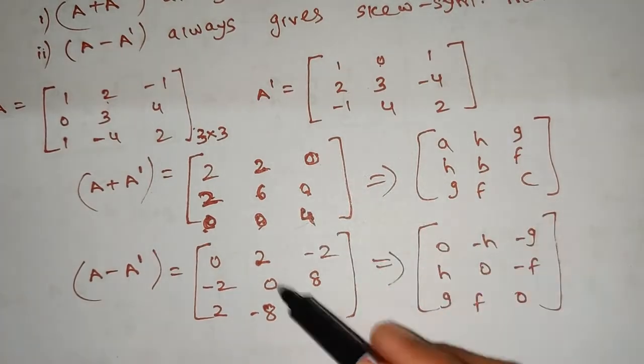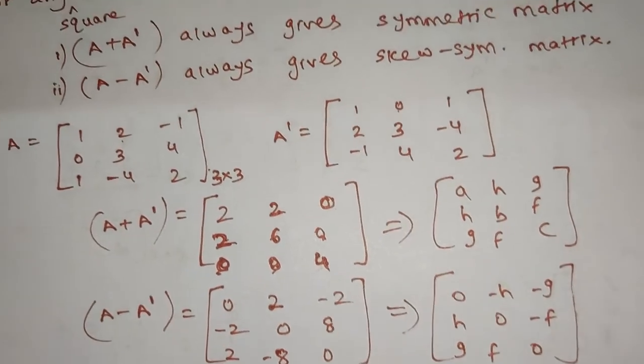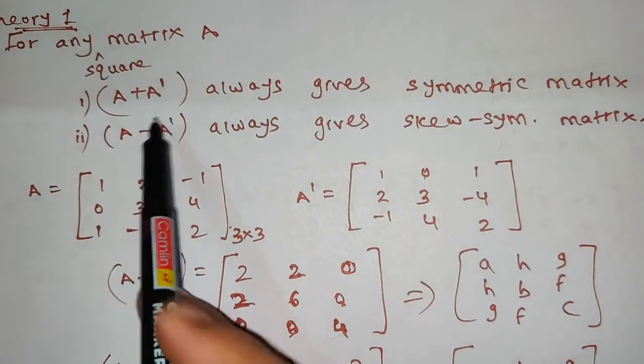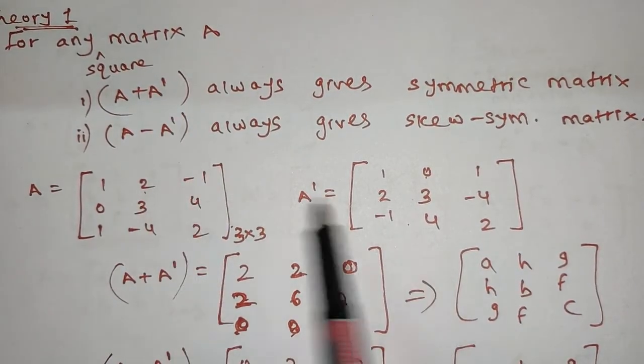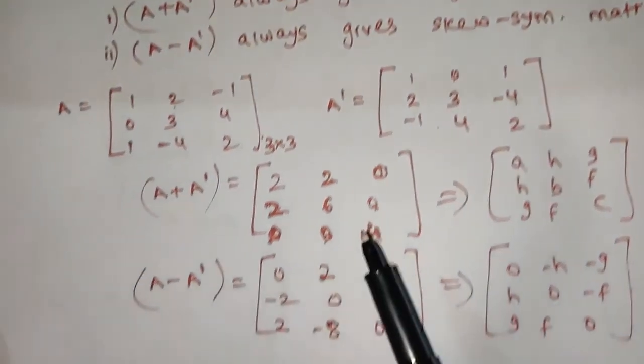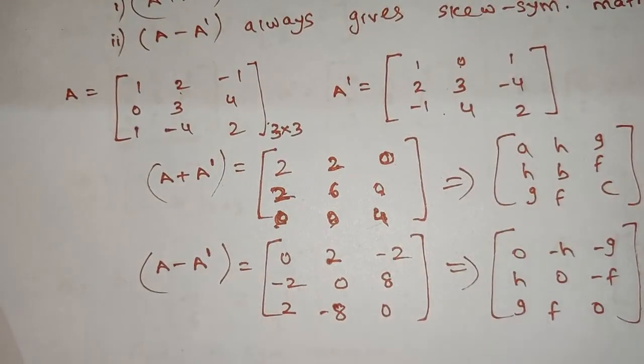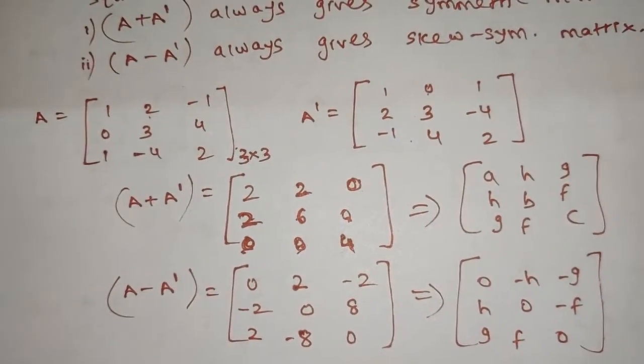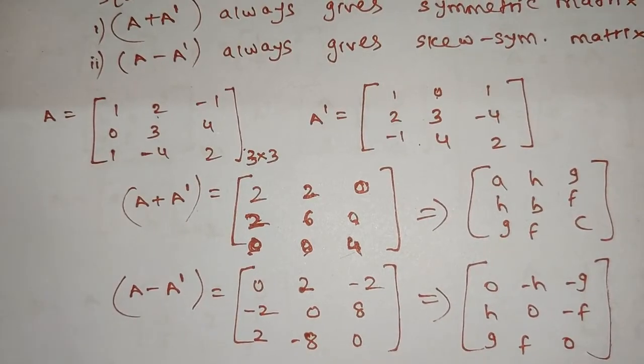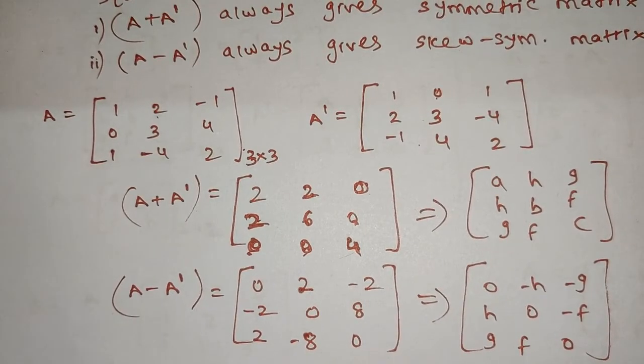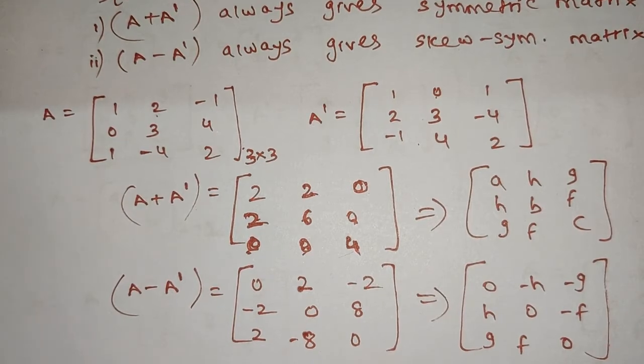Whenever you are given any square matrix, you find its transpose and add them, you'll get a symmetric matrix, and you find its transpose and subtract them, you'll get a skew symmetric matrix. This is very important. In the last 4 or 5 years, questions on the symmetric and skew symmetric matrix were not coming, but before 2015, this was one of the major questions that used to come in exams.